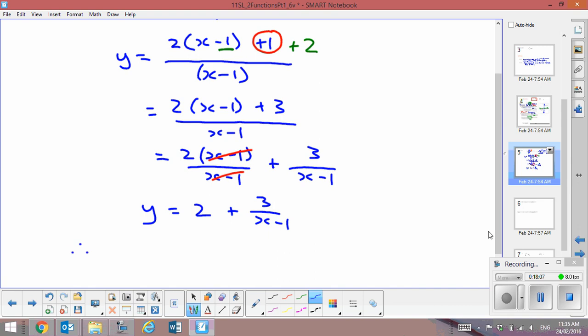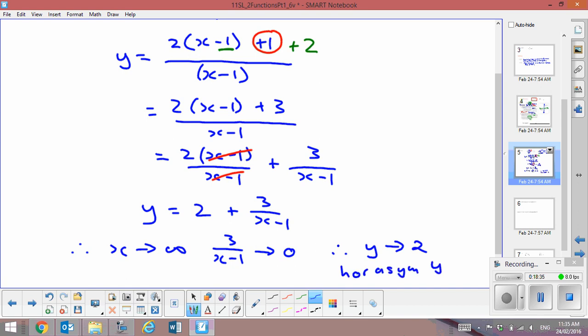So therefore, as x approaches infinity, 3 over x minus 1 approaches 0. Therefore, our function y approaches 2. So our horizontal asymptote is y equals 2.